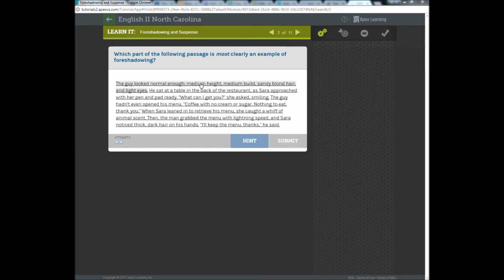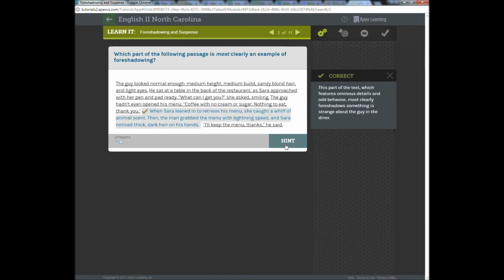Notice how the pacing that the author is using is just average. It's just kind of slow. Then all of a sudden, when? So when is one of those shifting pacing words that when you see it, you know that the author is getting ready to quicken the pace, so you want to pay attention. So that is another way pacing and foreshadowing work hand in hand. So the answer to this question is this sentence right here. Let's try another one.